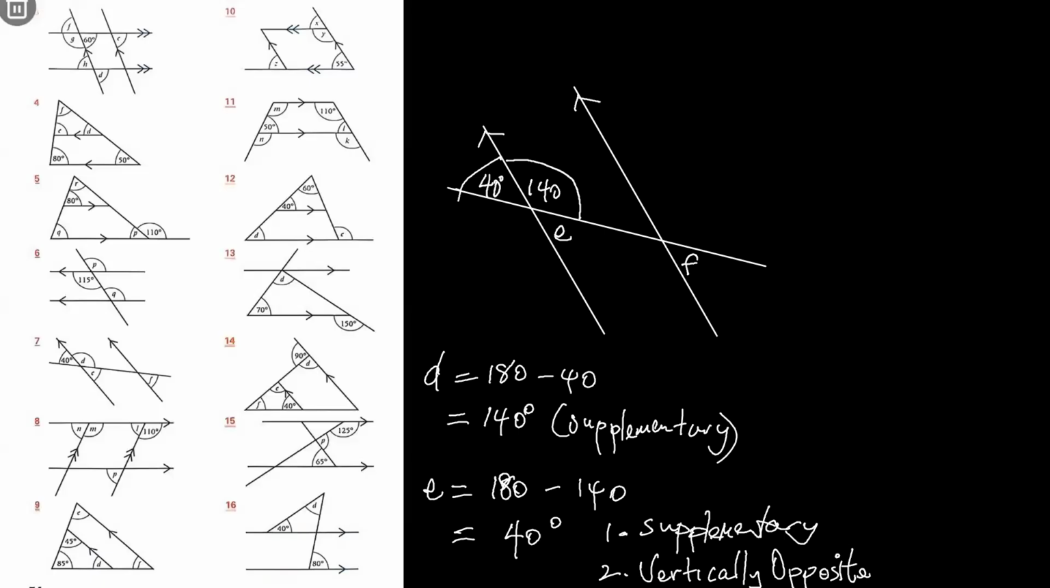And the E and F, they correspond. E is at the bottom of this line here, and the F is at the bottom, right? Corresponding means they're at the same point on different parallel lines. So this is corresponding. So F is also 40 degrees, and you're going to put corresponding. Everybody agree with that? So F is equal to 40 degrees because it corresponds.